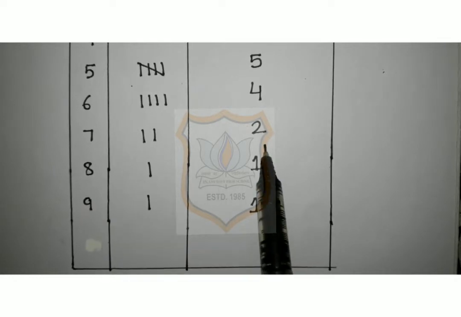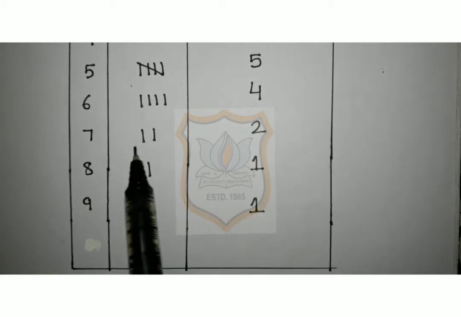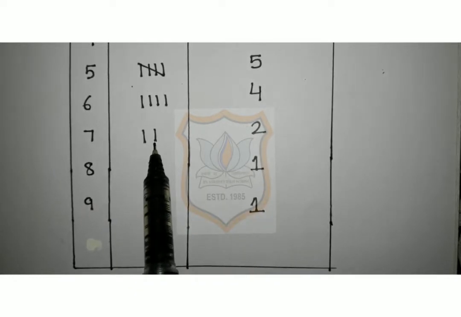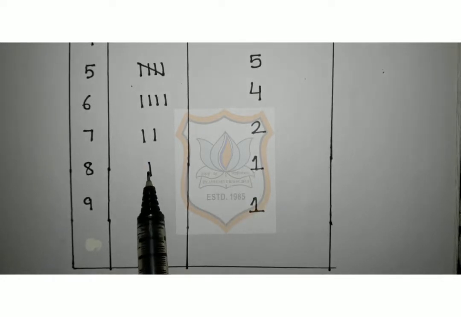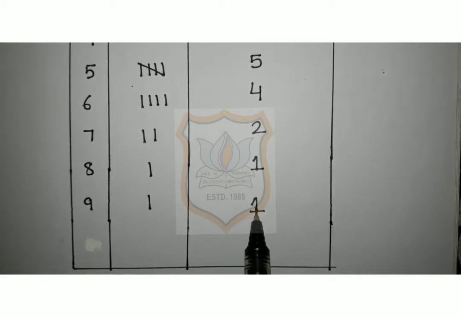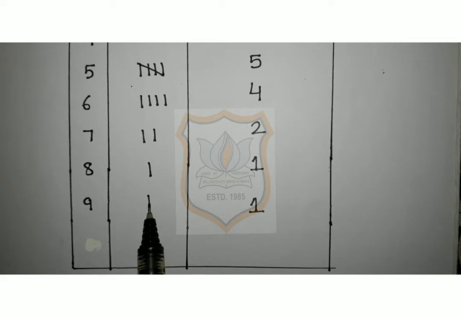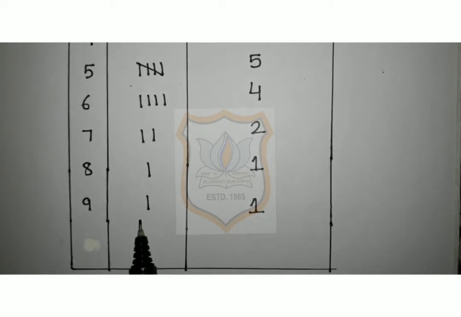7 is 2 times and 2 single lines in a tally mark. Similarly, 8 is 1 time, so the tally mark is only 1 single line. And then 9. 9 is 1 time, so the tally mark is 1 single line. In this way you can write the marks in a tabular form.